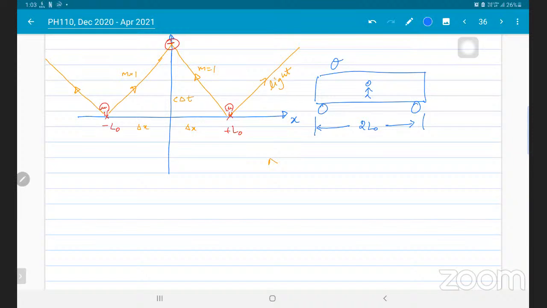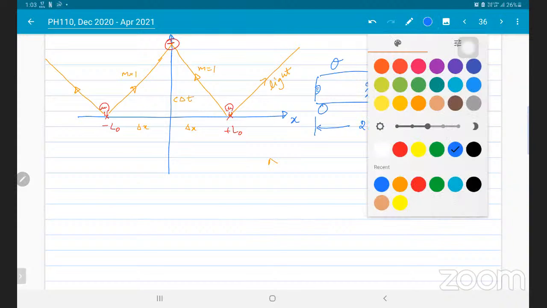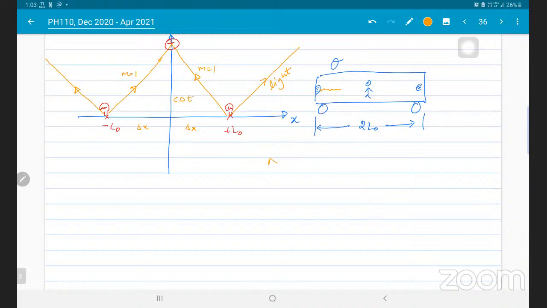And these two light bulbs are located on either end of the train car, and they emit a beam of light at some time t, which is the same as seen by both of them, as seen by this observer. And when those photons reach this observer, they will reach simultaneously, right?